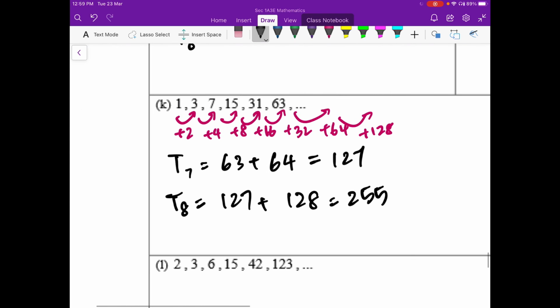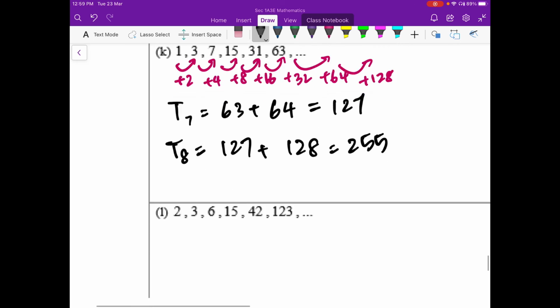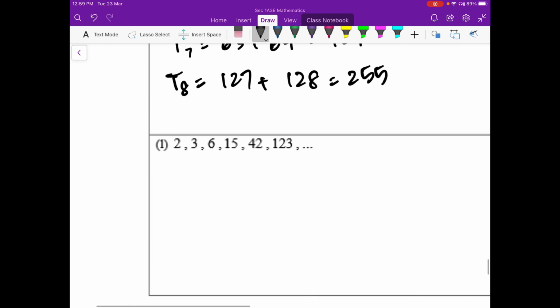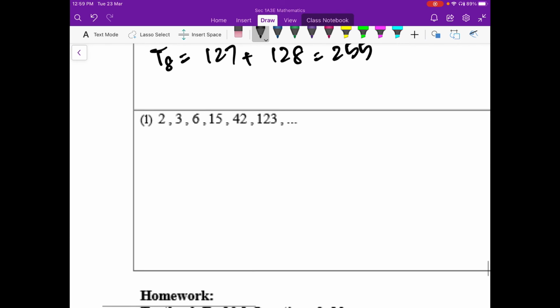Am I going too fast? Okay, next one. 2, 3, 6, 15. What is the number pattern over here? What is this over here?